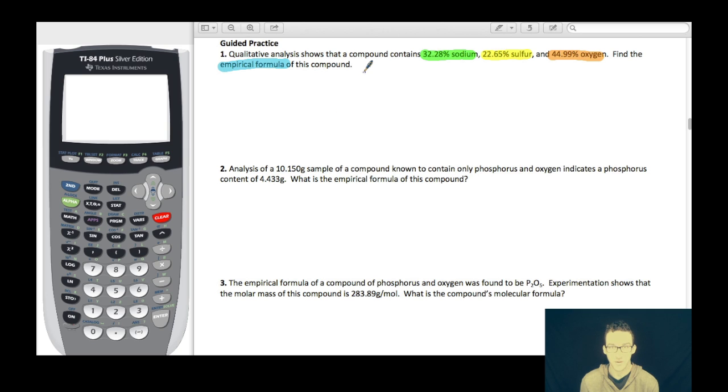Alright, so first things first, I'm going to pull in tip number 1 here, where you assume 100 grams of this compound. And I think you're going to find out really quickly here why assuming 100 grams is so important. If we start with our sodium, what is 32.28% of 100 grams? 32.28 grams. So we've got 32.28 grams of sodium in this 100 gram sample that we assumed.